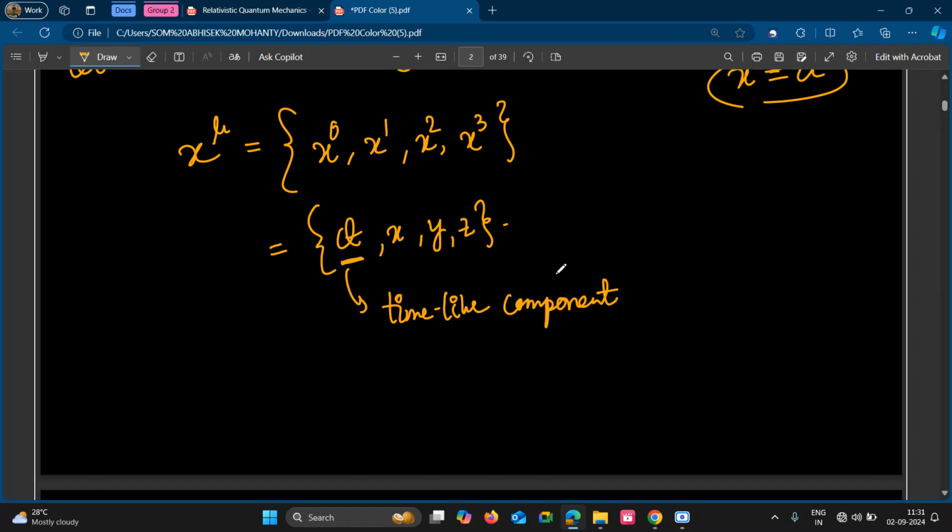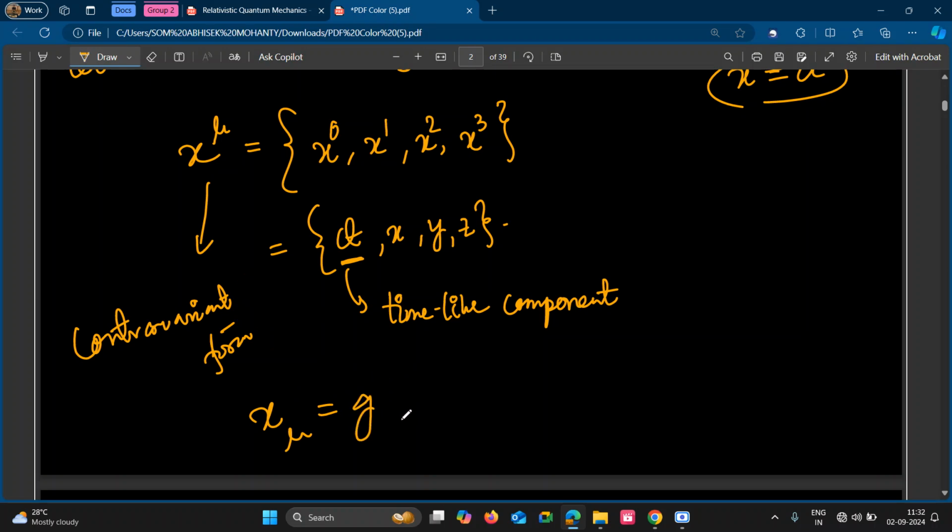So we get the covariant form of the 4 vector by lowering the index. If I lower the indices, I will get the covariant form. This is the contravariant form. If I lower the index, it will become x mu. See very carefully, you will slowly understand. How will I convert it into covariant? I will multiply by the metric tensor g mu nu.